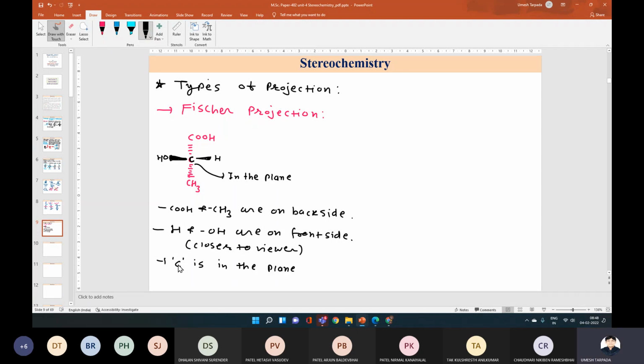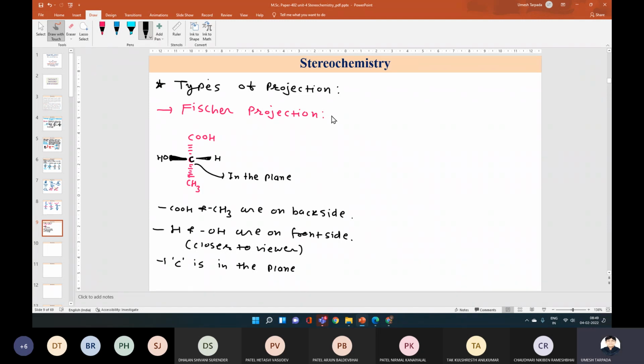So see, this is called Fisher projection. Two groups which are out of plane, two groups which are on back side, two groups are on front side, and carbon is in the plane. So the same tetrahedral geometry is there. Fisher has visualized it in this way. This is called Fisher projections.